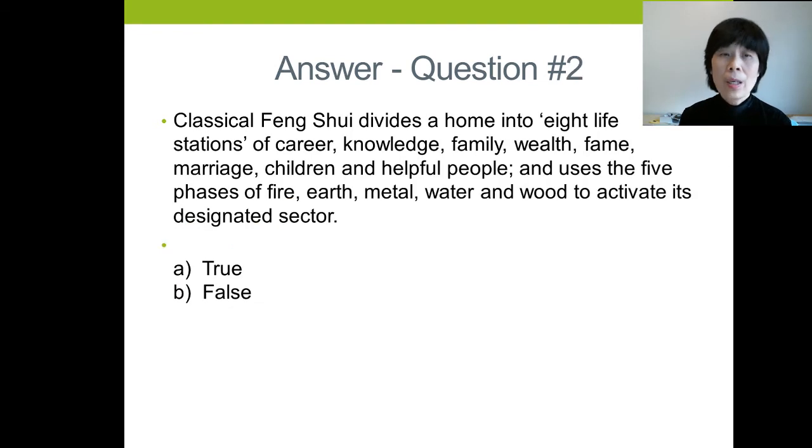Number 2, classical Feng Shui divides a home into 8 life stations of career, knowledge, family, wealth, fame, marriage, children, and helpful people, and uses the 5 phases of fire, earth, metal, water, and wood to activate its designated sector. So what is your answer here? If you answered false, then you've got it right. So the answer is false.